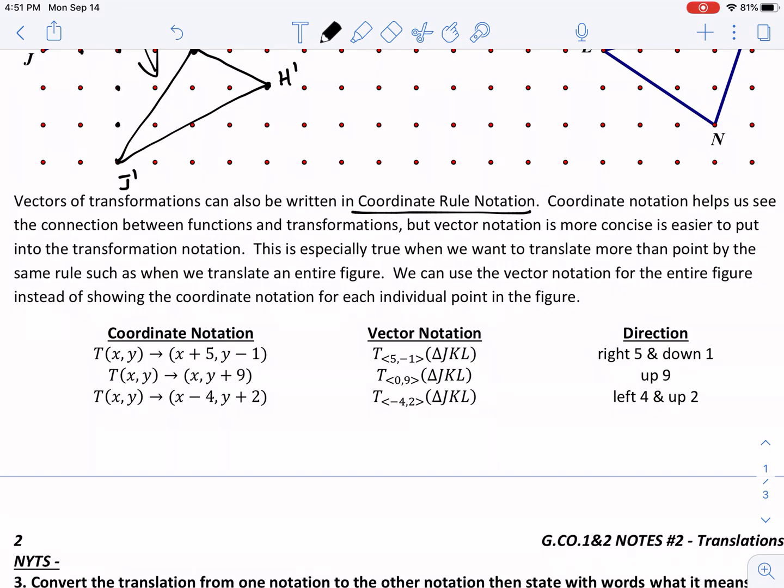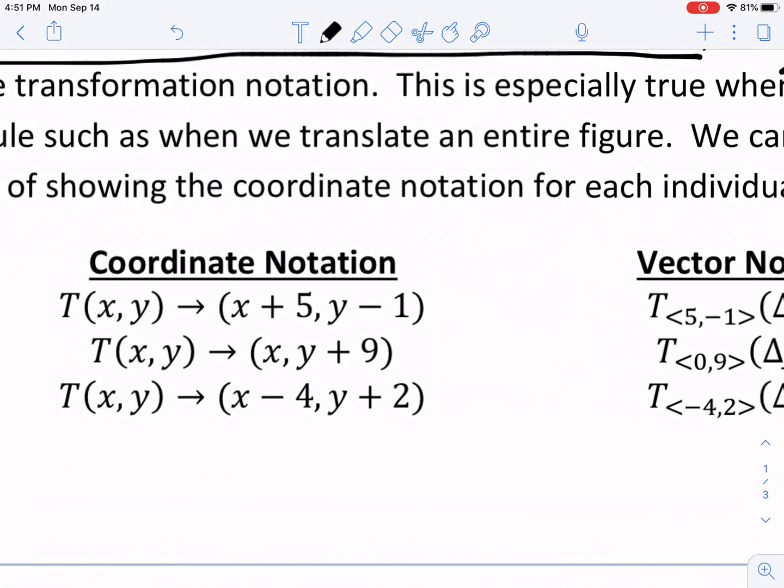Coordinate notation helps us to see the connection between functions and their transformations, okay? So we can see how they actually move. But vector notation is more concise, okay? So sometimes we just use vector notation because honestly it just looks nicer. And then we also can just use the direct notation, just flat out tell you what we're going to use.